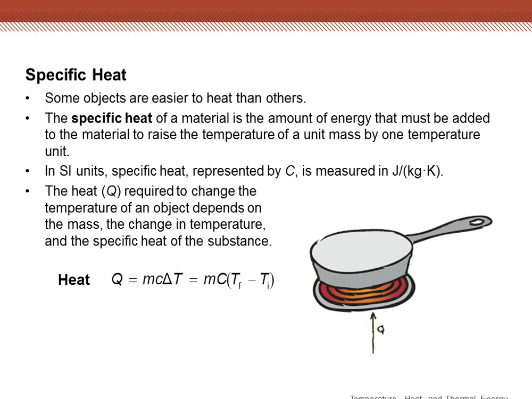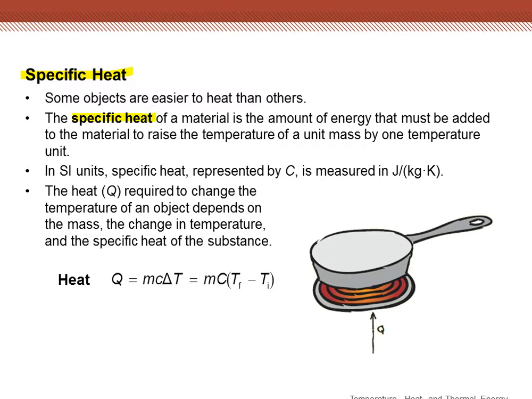Now, one of the terms that we're going to use here in this unit of thermal physics is specific heat. And this term is very different than what you may be thinking. Some objects are easier to heat than others, and you may have found this in your everyday life. You'd see that metal heats up very quickly where water takes a long time to heat. And we call this the specific heat of a material.